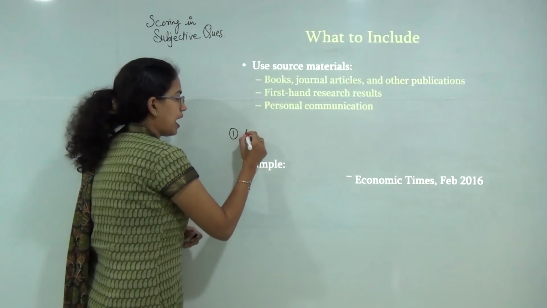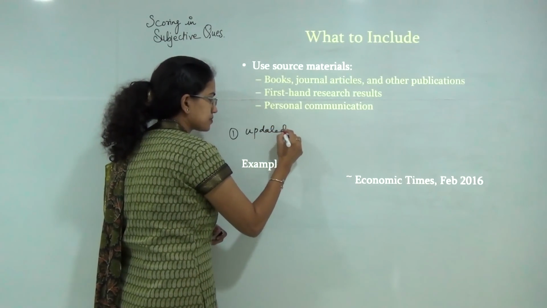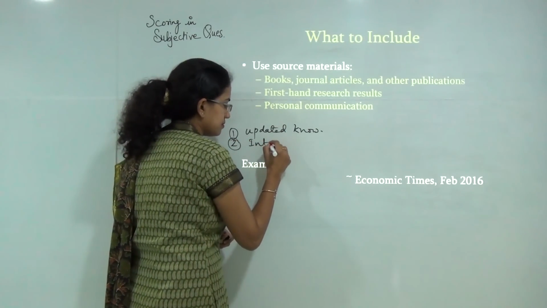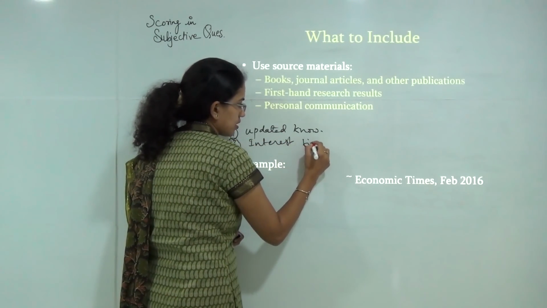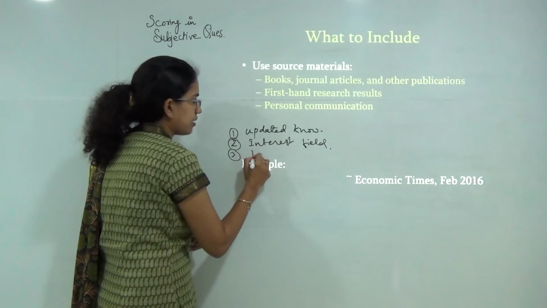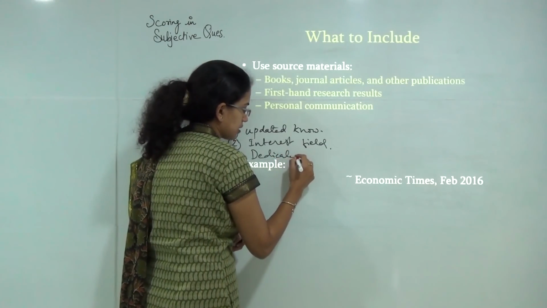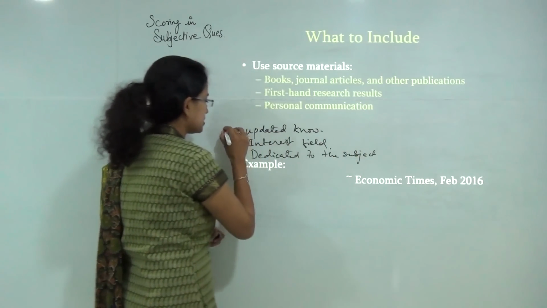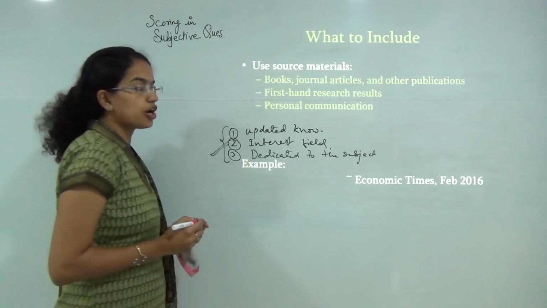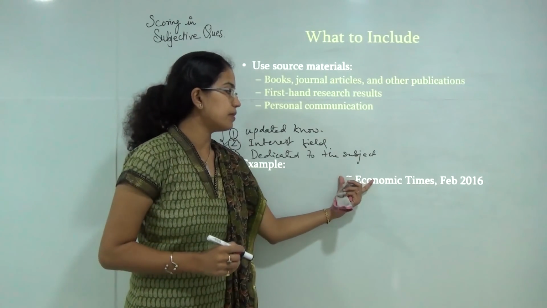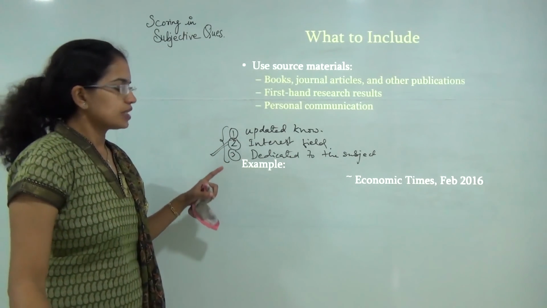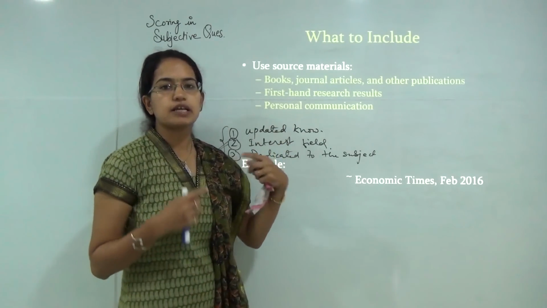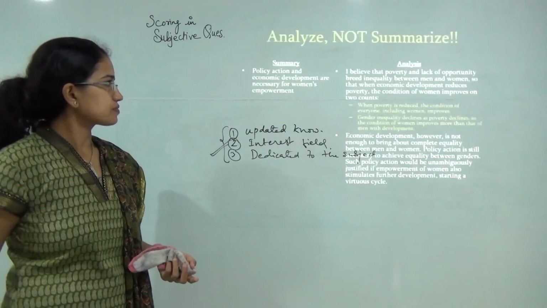Okay, so that would prove three things. First of all, I have updated knowledge. Second, I have interest in my field. And thirdly, I am dedicated to the subject. So if the examiner gets an idea about these three things, the examiner is sure to provide you with good numbers as compared to other candidates. So you can provide some kind of first-hand information, books and journals, or any personal communication that you feel.